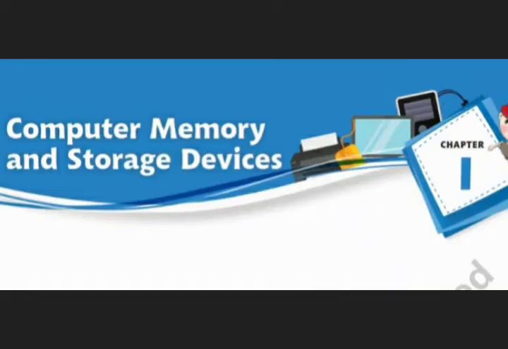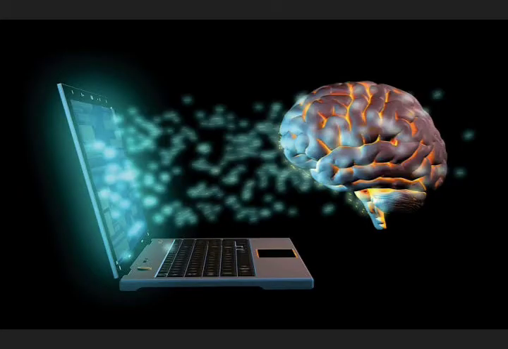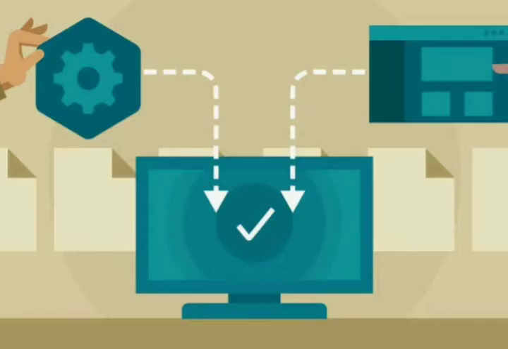Today I am going to explain to you about computer memory and storage devices. First I'll tell you the importance of memory. Memory is very important to retrieve information that happened in the past, to use it for the future or for the present. In the same way, a computer also needs some memory to retrieve and process information.